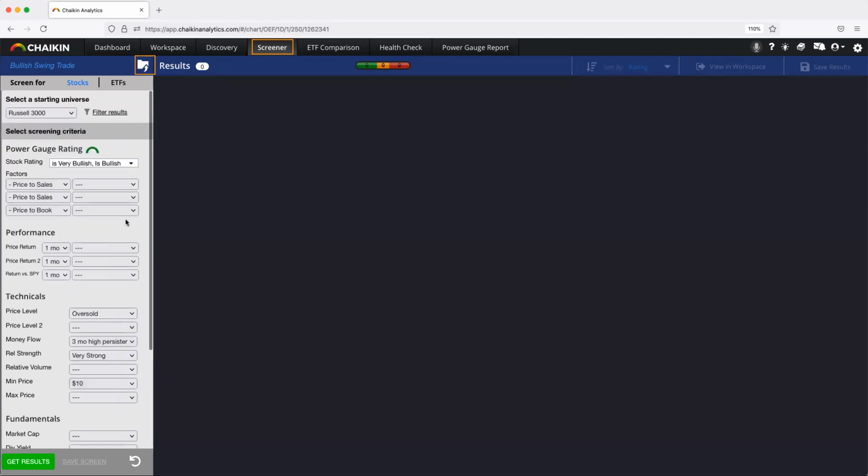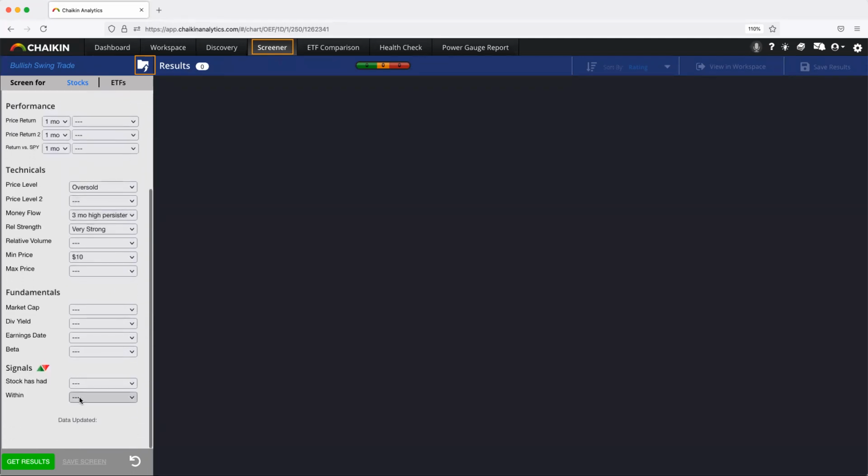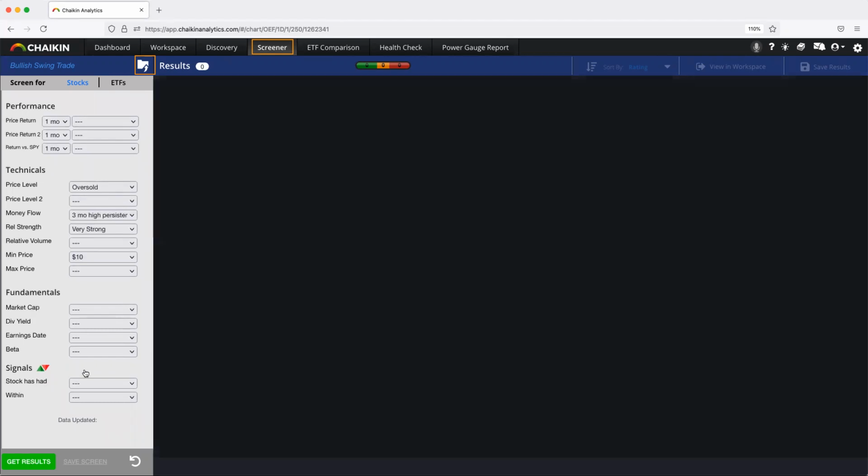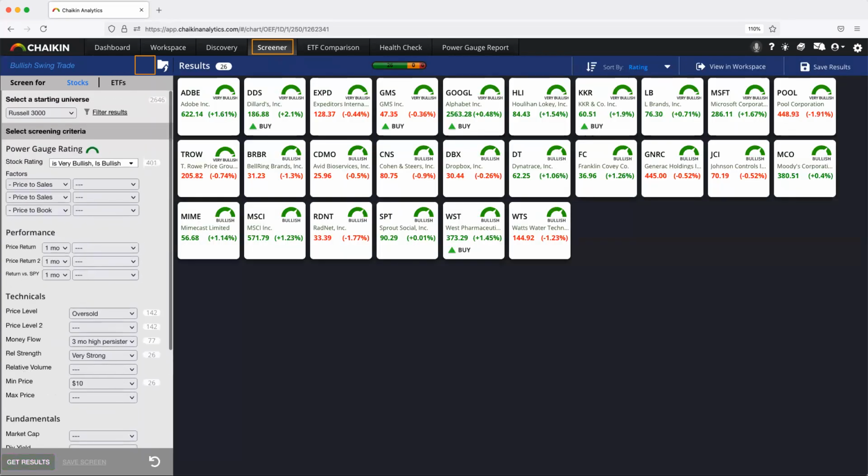Now that we have all of the criteria filled in, of course, it's very simple. All we need to do is click Get Results, and the results will appear before us. This screen today is returning 26 stocks. This will vary. You could run the screen on a certain day and get 0 results. Other days, you might get 26 or 30 or 40. Very rarely will we get significantly more than that. And why might this fluctuate? The biggest reason for that is the oversold price level.